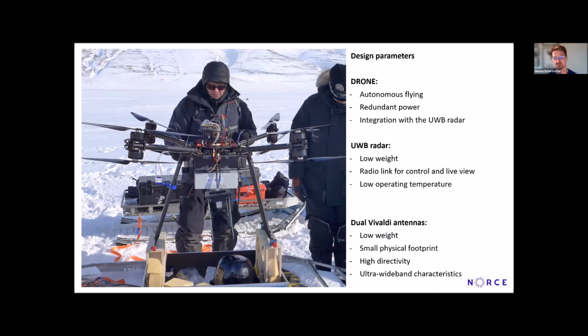The radar is very low weight. It has a radio link, so you can look at the radar lines in real time and see if everything works well. And it operates at low temperatures without any problems. And the antennas are low weight with a small physical footprint. They are highly directive, and they have the ultra-wideband characteristics. You can also tilt those antennas, so if you would fly, for example, up a slope, you would still have good directivity.